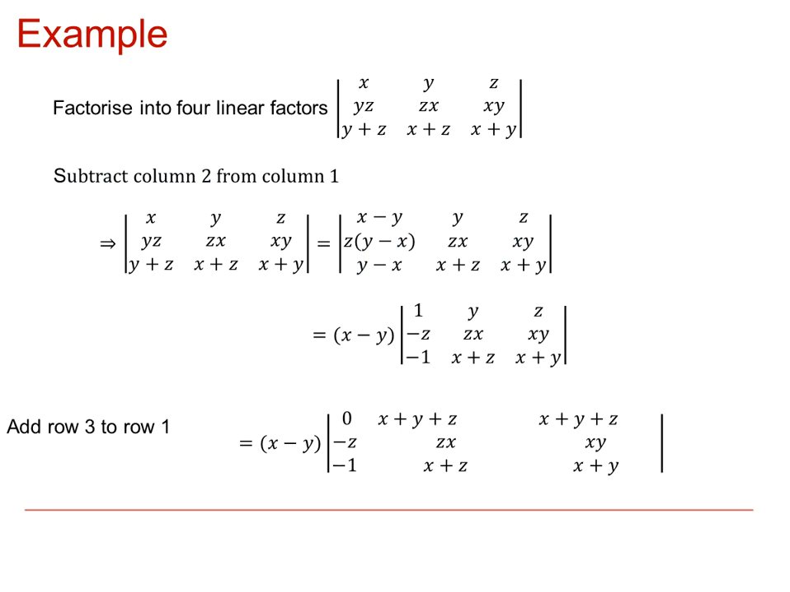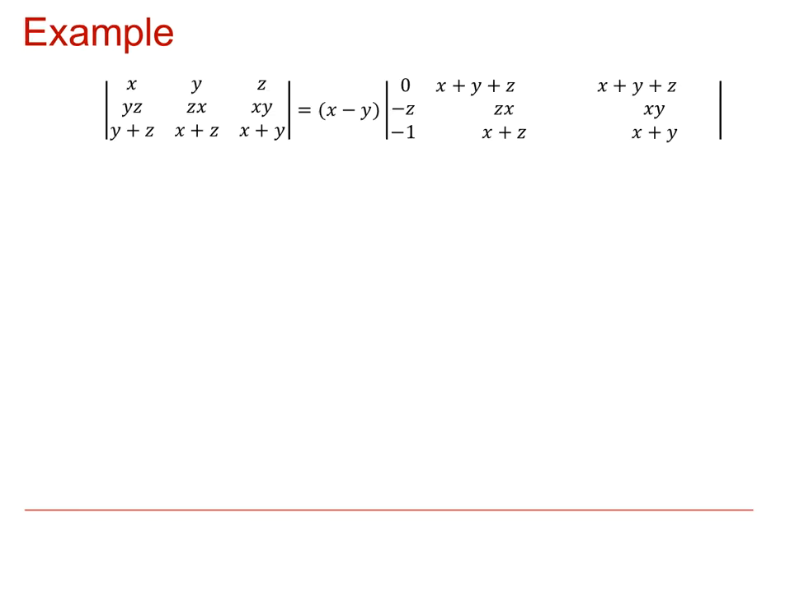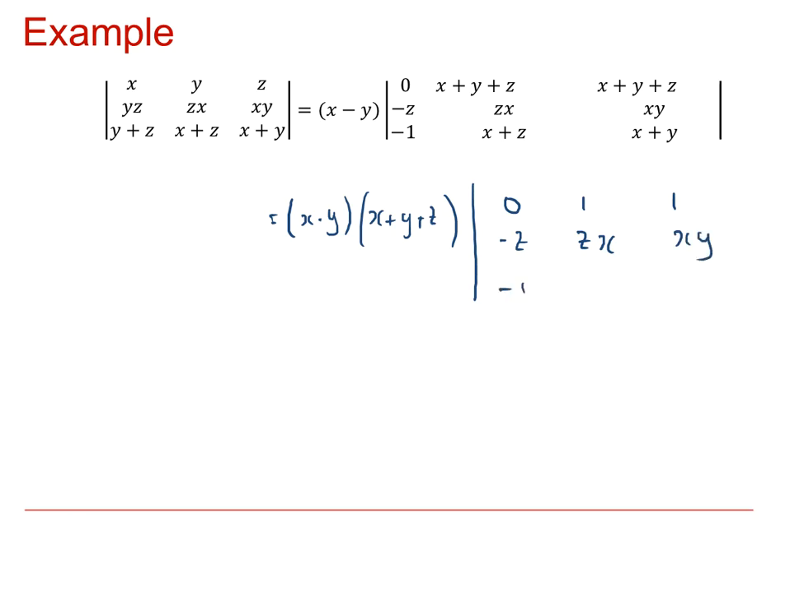So we subtracted column 2 from column 1 to get the factor x minus y, and if you add row 3 to row 1, you can see that we get a factor in the top row of x plus y plus z. So we can take that out as another factor from the determinant. Let's do that now, so the determinant is now x minus y, and we've got the factor x plus y plus z coming out from the first row. So that becomes 0, 1, 1, and obviously the other two rows stay the same: negative z, zx, xy, negative 1, x plus z, and x plus y.